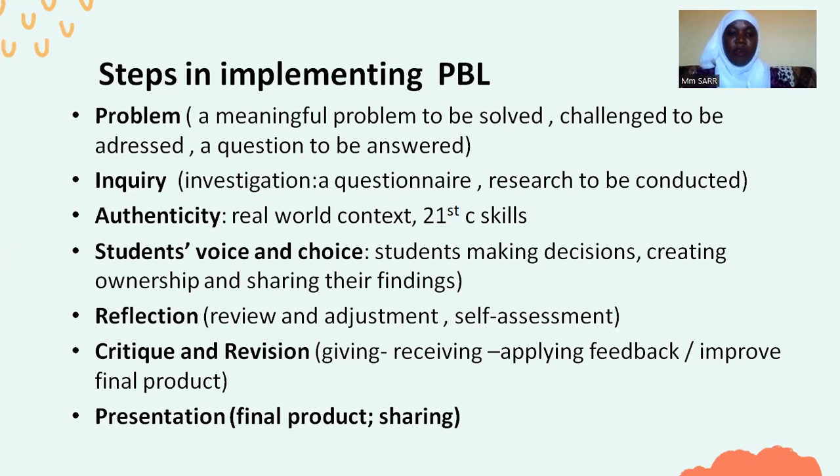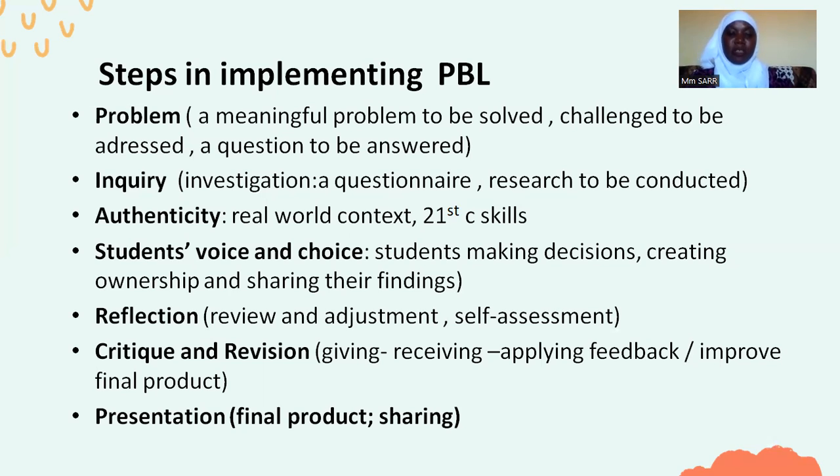Why student voice and choice? Students are free, they make decisions. No teacher is making the decision in their place. They take responsibility, they take decisions. They create ownership of their learning. Like when they go and interview people, this is what they own for themselves, by themselves. And then after that, they will come and share their findings through presentation, etc.